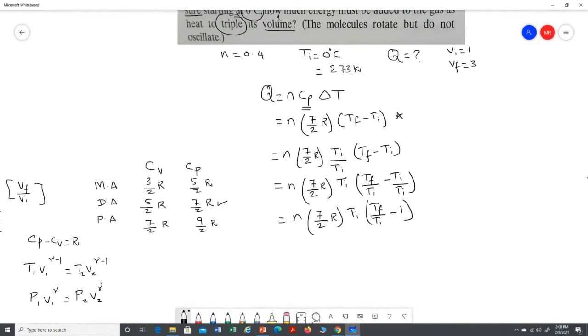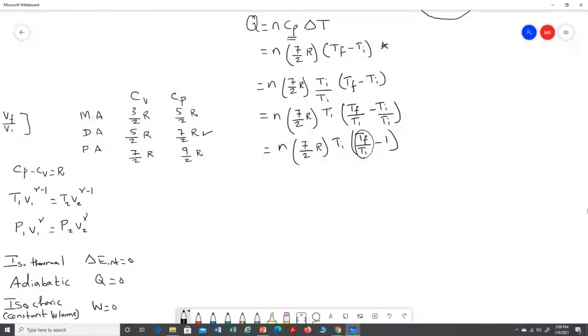Now if you just read the question, they give the information about the initial volume and the final volume. So I am going to try to convert this value in terms of V final and V initial. For that, I am going to write the ideal gas equation. Better I use this as my first equation. Now, what is the ideal gas equation?